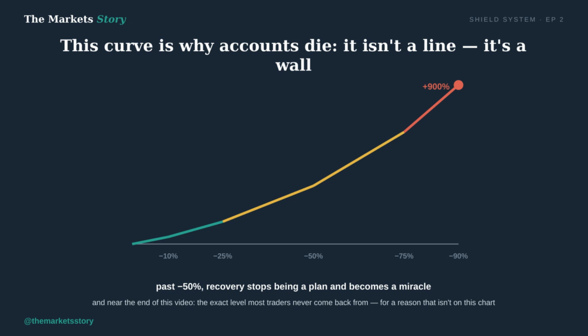On the left, small losses. It's almost flat. That's where recovery is cheap. But past 50% it turns into a wall, and by 90 it's vertical. Here's what I want you to hold on to. Near the end of this video, I'll show you the exact level most traders never come back from, and the reason isn't anywhere on this chart.